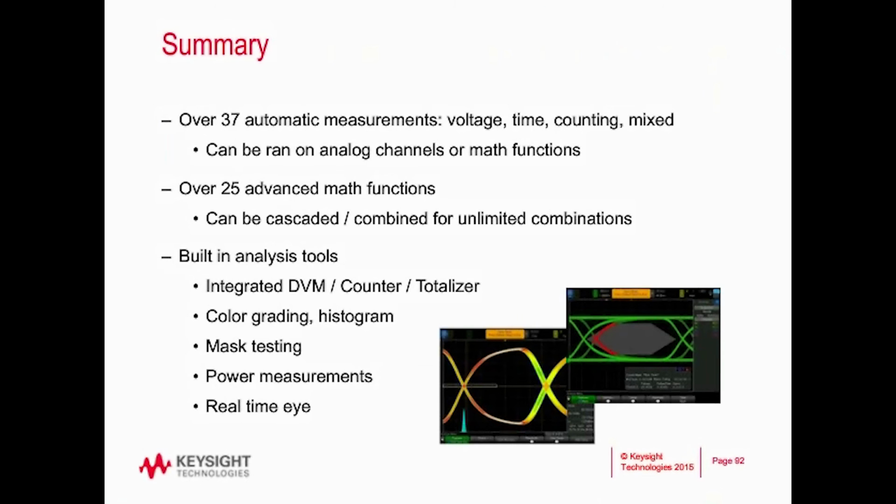So, in summary, we looked at over 37 automatic measurements, again broken into 4 pieces: voltage measurements, time measurements, counting measurements, and mixed measurements that can be run on analog channels or on math functions. We also looked at some of the over 25 advanced math functions that come standard in many of these scopes, that again can be cascaded or combined together for relatively unlimited combinations of math functions that you can put together.